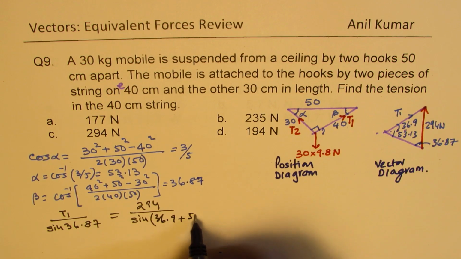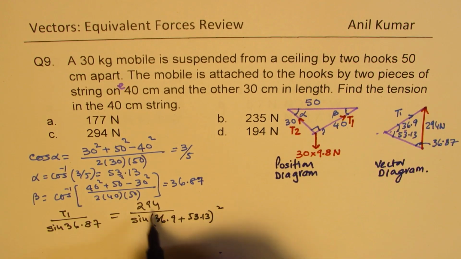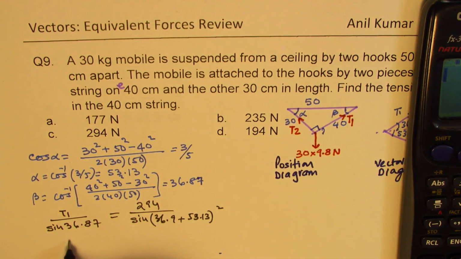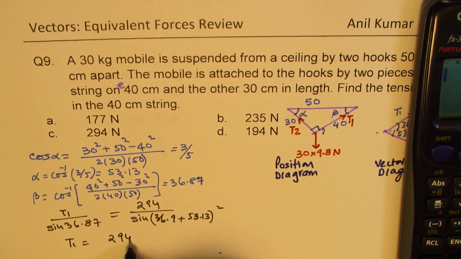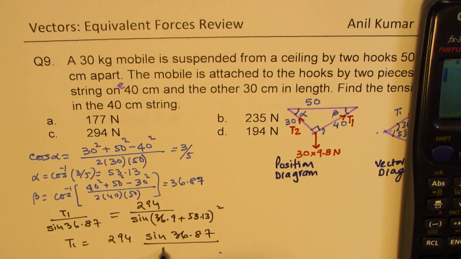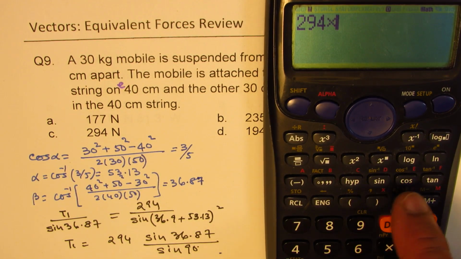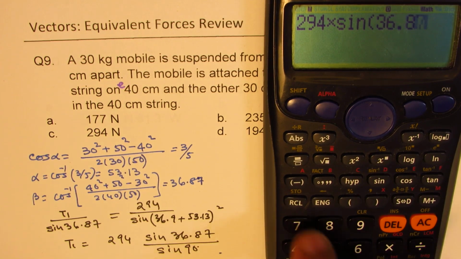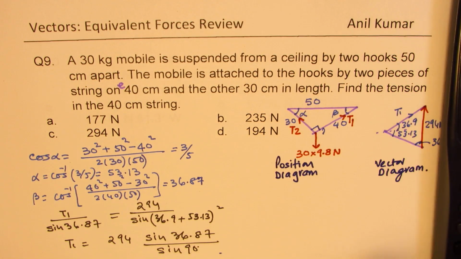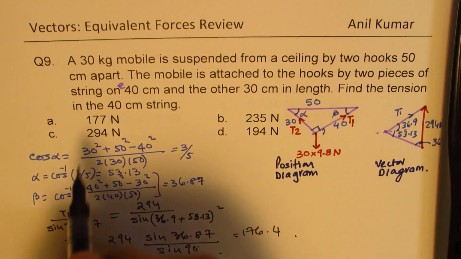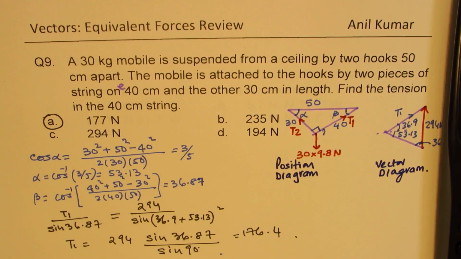36.9 plus 53.13. Imagine that we didn't notice that this is 90 degrees, okay? That's fine. So T1 is equal to 294 times sine of 36.87 over sine of 90 degrees, which is 1, right? So we get 294 times sine of 36.87, which is 176.4. Okay, so the closest here is 177, so that is our answer.